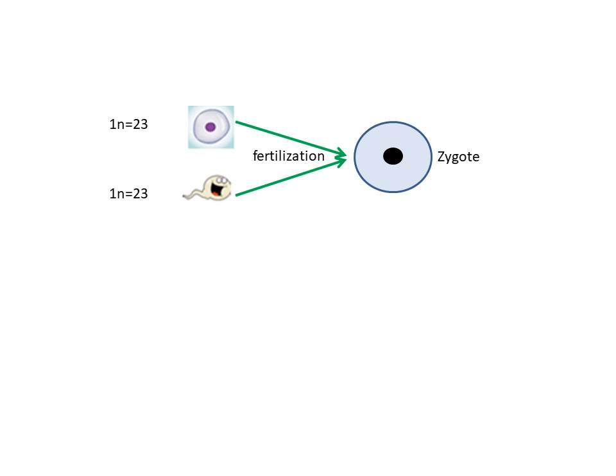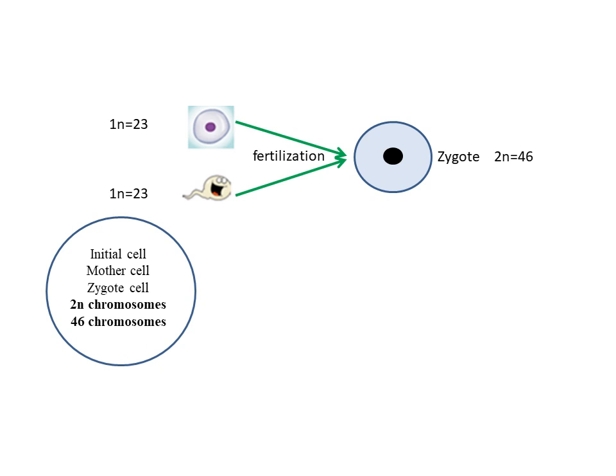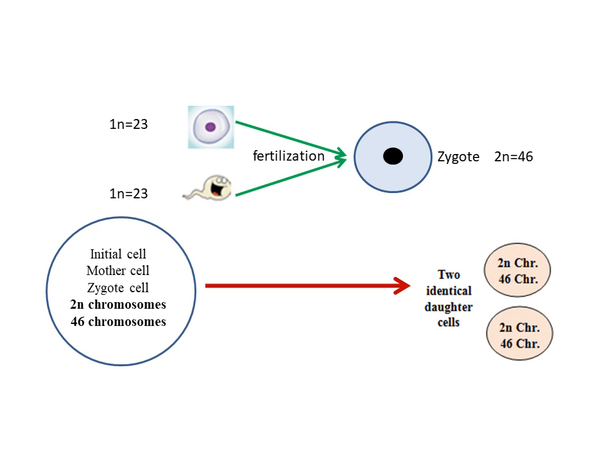Fertilization is the fusion of haploid gametes, ovum and sperm, each of n = 23 chromosomes, in order to form the diploid zygote of 2n = 46 chromosomes. This zygote, or initial cell or mother cell, which contains 2n = 46 chromosomes, divides into two identical daughter cells, each of 2n = 46 chromosomes. But how?